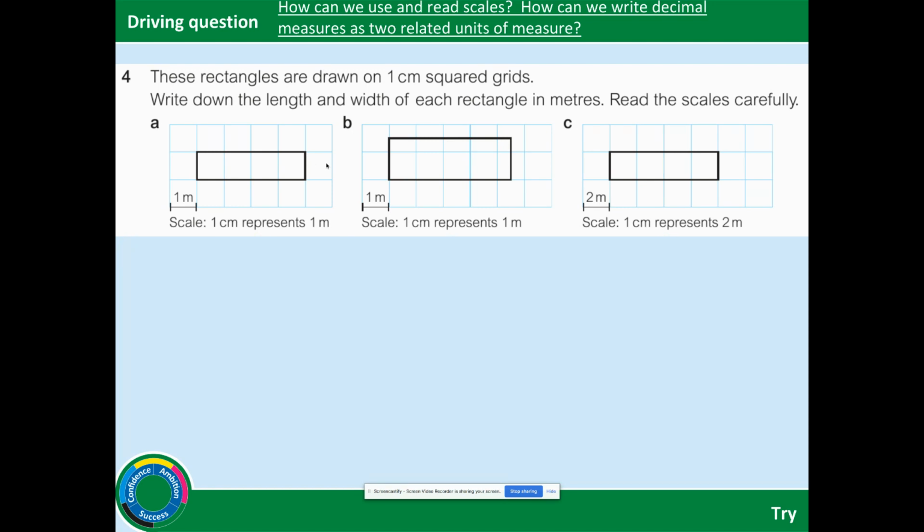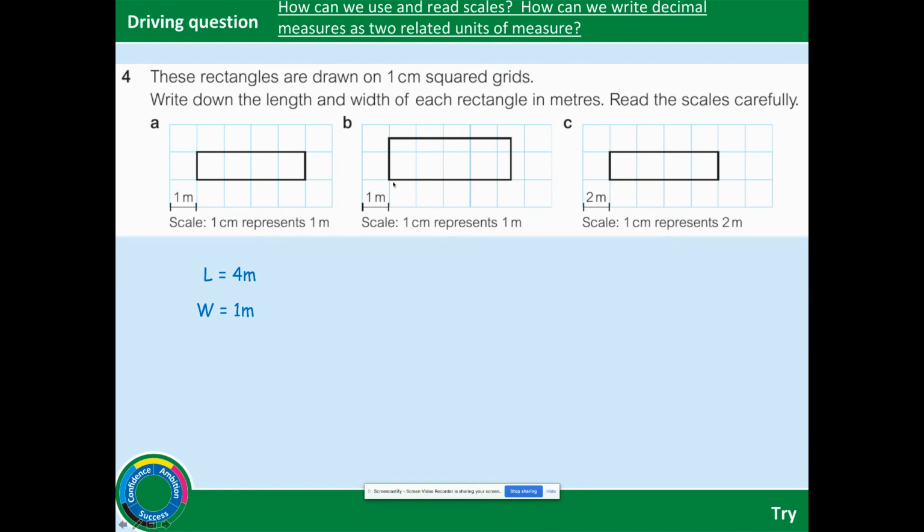Okay, let's check the first one. 1, 2, 3, 4 squares along. The scale, 1 centimetre represents 1 metre. This represents 1 metre. So we've got 1, 2, 3, 4 metres, and our width is 1 square, so it's 1 metre. So length is 4 metres, width is 1 metre.